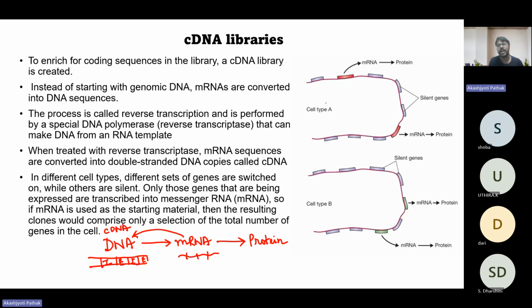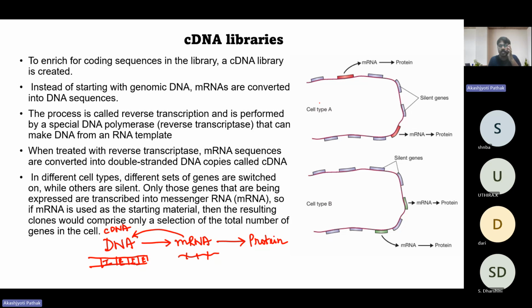So for example, if it is your lung cell, then a particular gene will be expressed, or for example, if your stomach cell is there, then it will express different types of enzymes for digesting the food. But if it is a lung cell, then those types of genes will not be expressed.